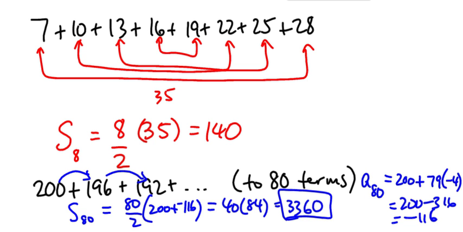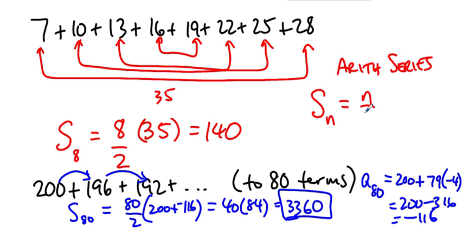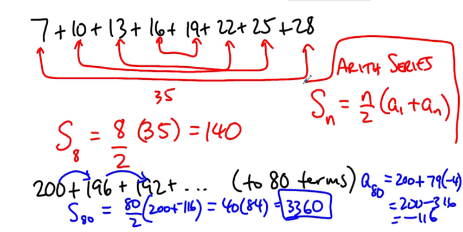You will find in general the sum of n terms for an arithmetic series is n over 2 times the first plus the last. And that makes a whole lot of sense because this is the number of pairs and this is what each pair adds up to. This is worth having somewhere. That's not too bad.